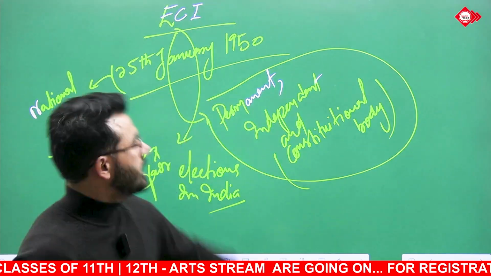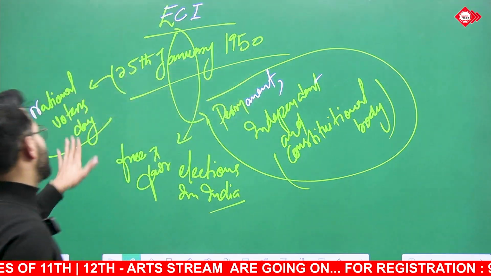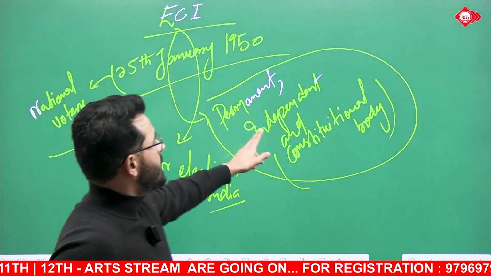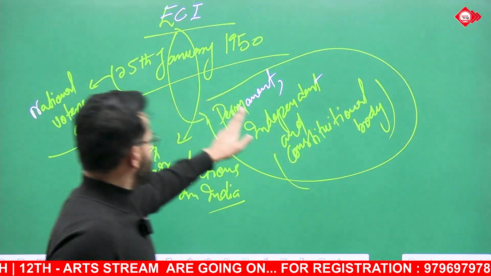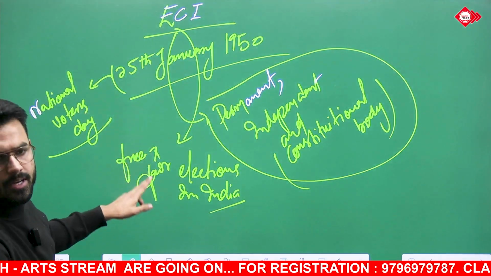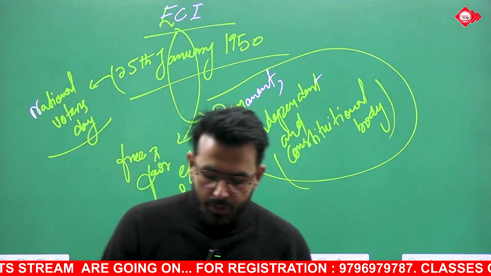Understood so far? Election Commission of India was formed on 25th January 1950. We have 25th January celebrated as National Voters Day. It is a permanent, independent, and constitutional body which has the job of conducting free and fair elections in India. Now there are constitutional provisions.